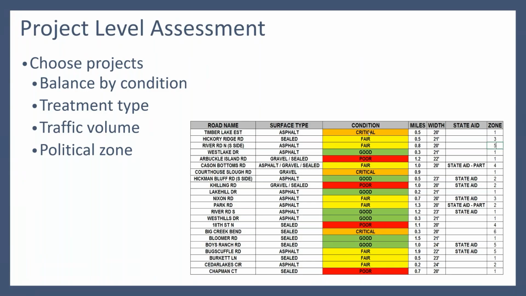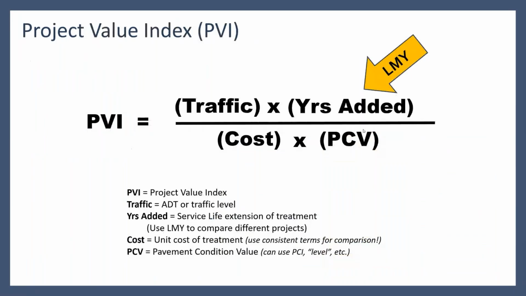So in choosing projects, again, we want to balance that out by condition, treatment types, traffic volumes, political zones. Sometimes it's more than just the pavement itself. Sometimes we need to kind of share with other parts of our district. Maybe we put that in zones or wards, or however your elected officials are zoned. You may want to match portions of your funding to each one of those zones. And you can do that within each category.